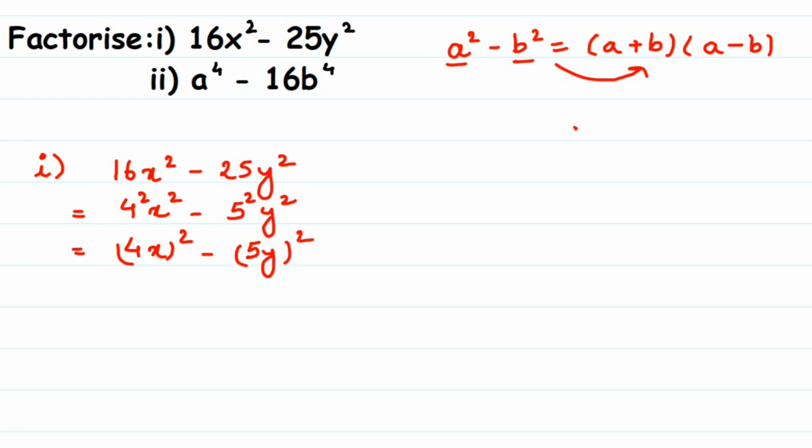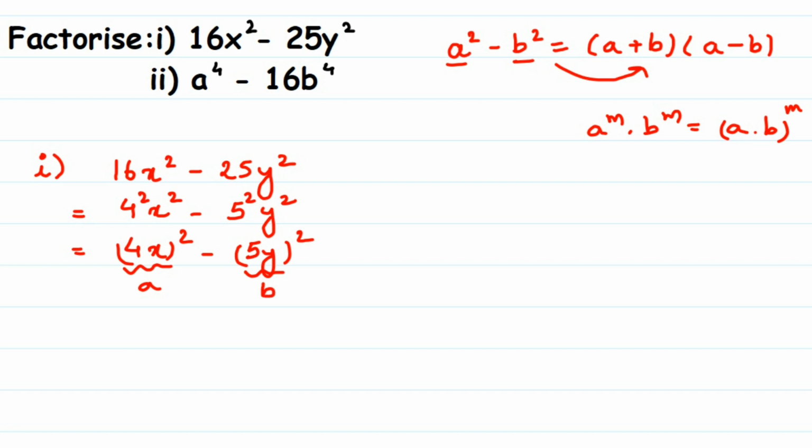So let me rewrite this to explain you. Suppose we have a square into b square. Here the bases are different and powers are same. Or in general, if we have a to the power m into b to the power m, you can see the powers are same, bases are different. In that case, the bases will get multiplied, that is a into b, and the power will remain same. The same thing I applied here. So you can see 4 square x square we have, so 4x square.